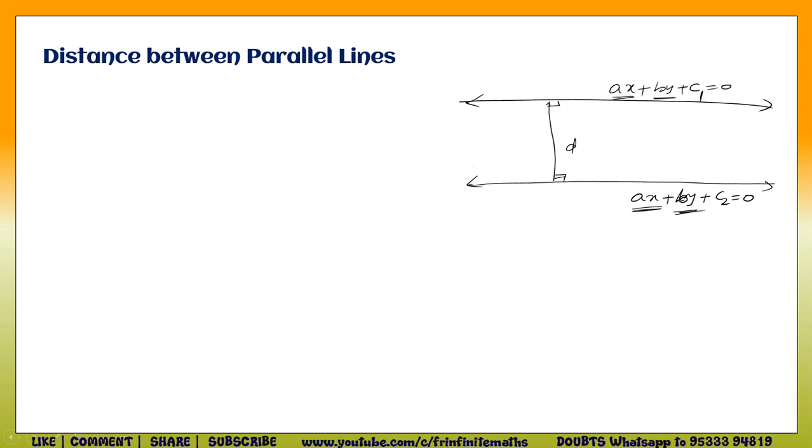Now let us move on to find the distance between these two parallel lines. For that, I am considering some point P. Let this point P be x comma y. From this point, I am going to find this perpendicular distance. Let this line equation be L1 and this be L2. We are going to use the concept of perpendicular distance.